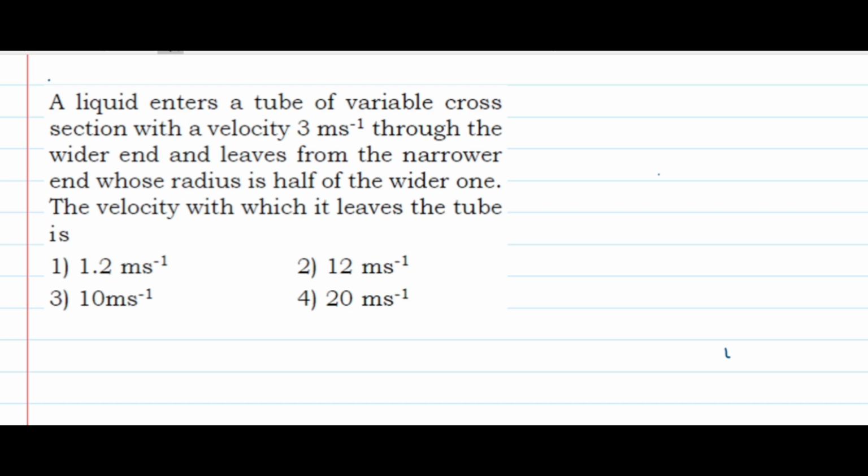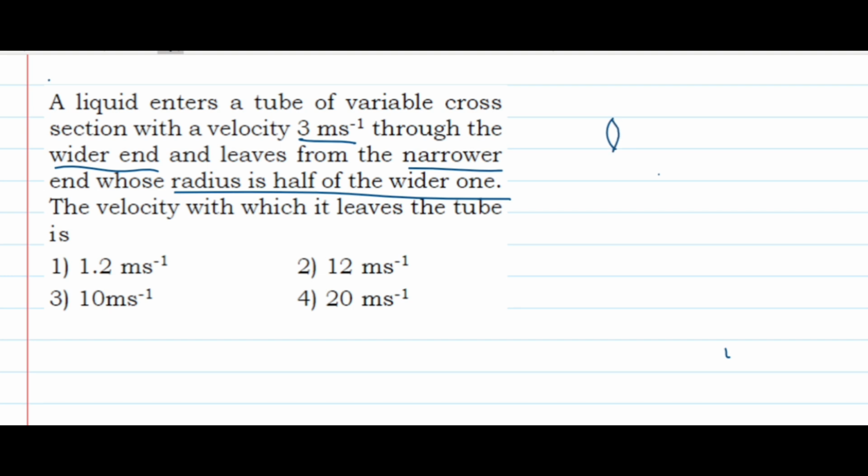Here the first question is given as: a liquid enters a tube of variable cross section with a velocity given as 3 meter per second through the wider end, and it leaves from the narrower end whose radius is given as half that of the wider end. So the velocity with which it leaves the tube, they are asking.